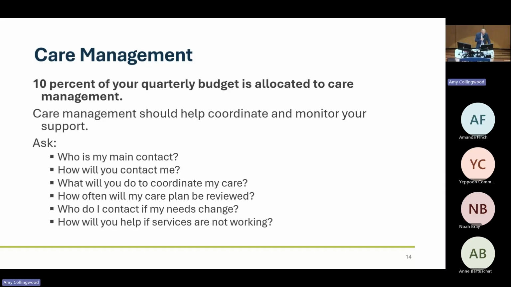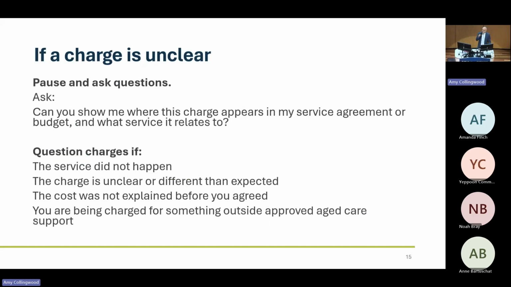Again, if charges are unclear, certainly pause. There'll be review opportunities. That's the time to sit down and chat, particularly about where a service did not happen, where a charge is unclear or different than expected, or the cost wasn't really sufficiently explained before you agreed to it, or being charged something you think is maybe outside. And there are examples of that when I go around Queensland talking to people where they've been really confused about what they had as an initial conversation with the provider, which is what ended up on their invoice.